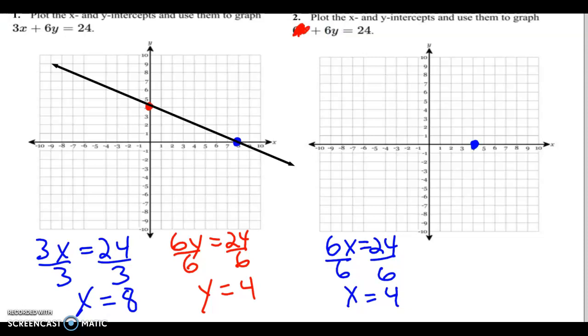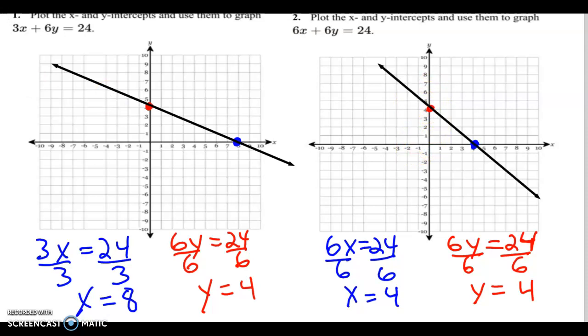And now I'm going to cover up the 6x and solve for 6y is equal to 24. And that, of course, will give me y is equal to 4 again. But this time it's on the y-axis. So when x is 0, y is 4. And then I just draw a line connecting those 2 points.